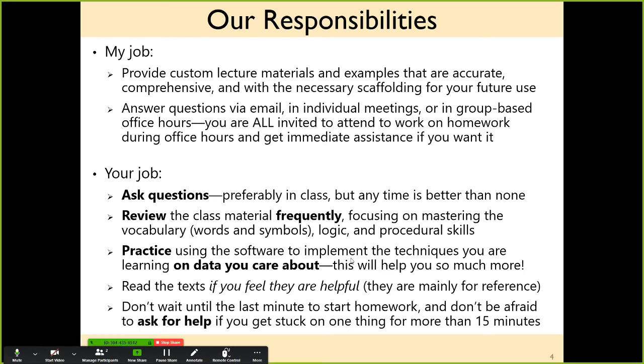Like I said, textbooks, they're for reference. I'm not wedded to them. And please don't wait till the last minute to start your homework. Homeworks are due by 11:59 p.m. and they have real due dates.